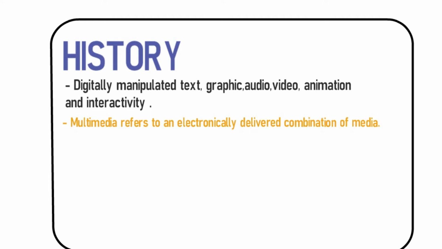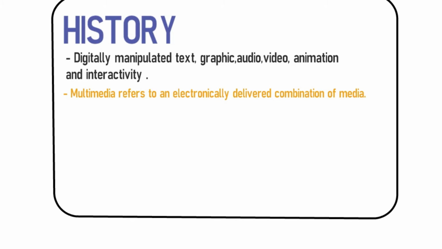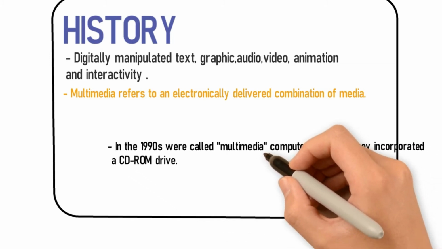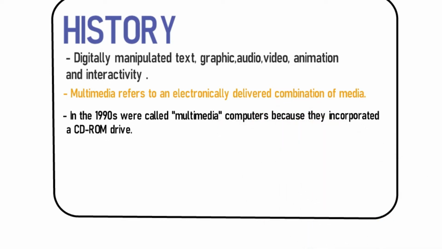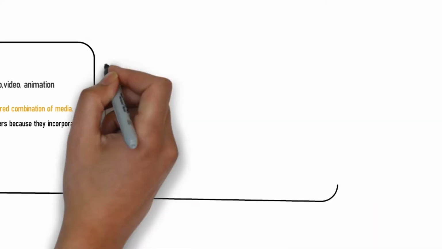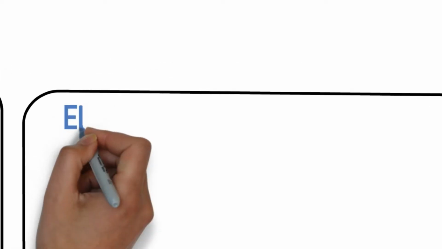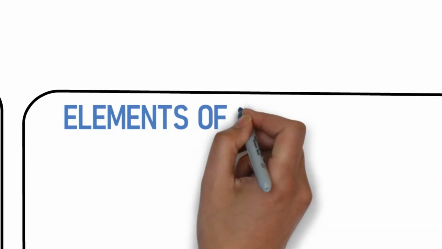In common usage, the term multimedia means an electronically developed combination of media including video, still image, audio, and text in such a way that it can be accessed interactively. Some computers in the 1990s were called multimedia because they included a CD-ROM drive, which allowed for the delivery of several hundred megabytes of video.